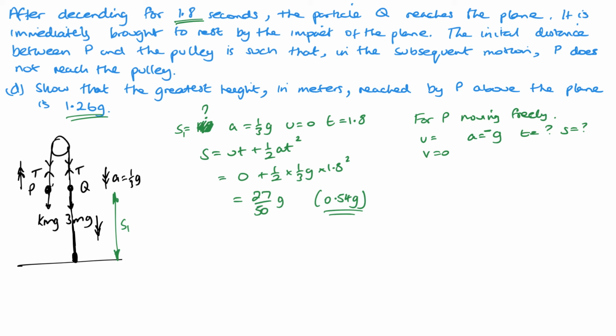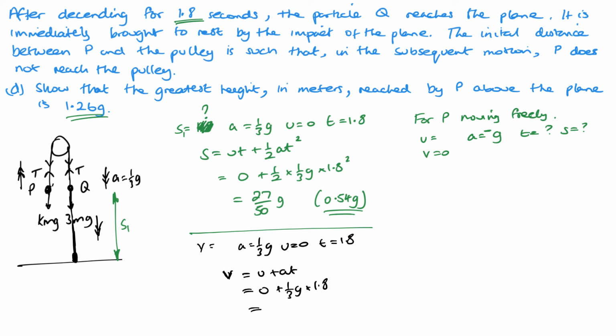So let's do that. Let's change the color up. We want to find v, and we know a is 1/3 g, u was 0, and t was 1.8. So we've got v equals u plus at, 0 plus 1/3 g times 1.8. And that is 0.6 g. So that will be our u over here, 0.6 g.